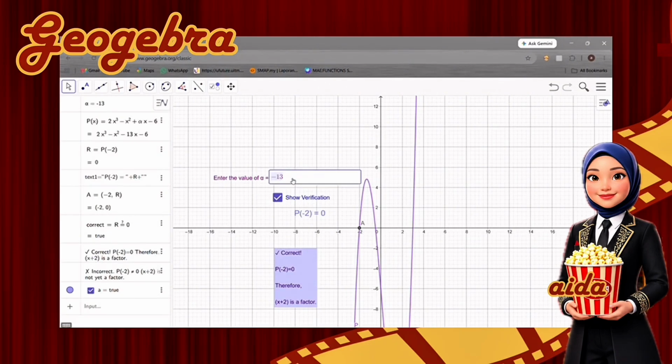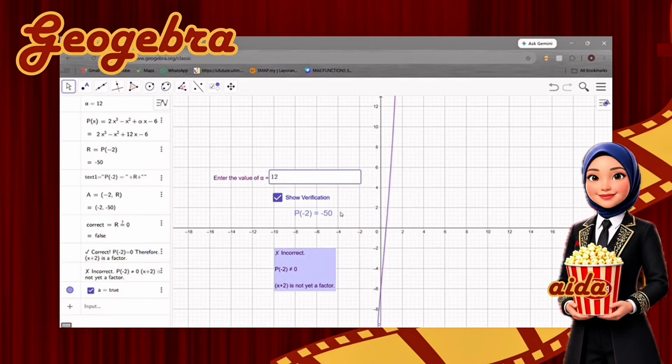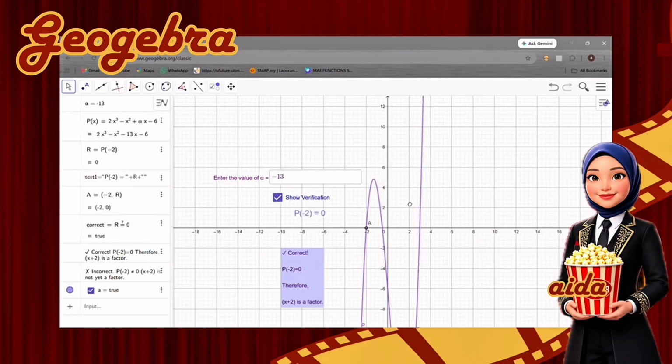If I put the wrong value, for example, I put 12, the answer shows incorrect, and x plus 2 is not a factor. So this is how GeoGebra helps us to check the answer.